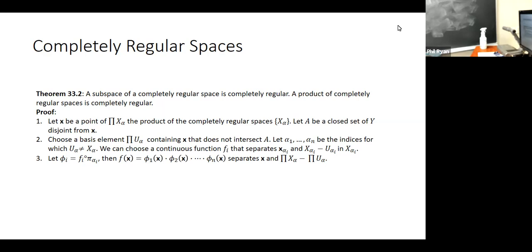Right. So then this phi is going to be a map from the product space to our interval. And then we just let f of x, the function that we want, equal the product. Just multiply all those functions together. And that's going to separate x from the product space minus that basis element. And A, of course, is in here.